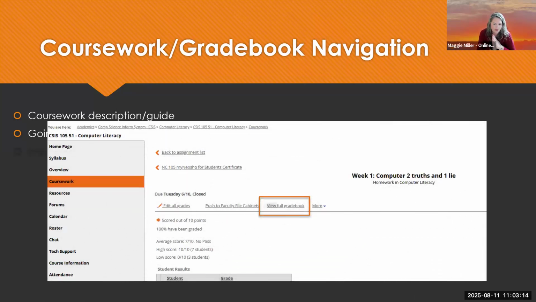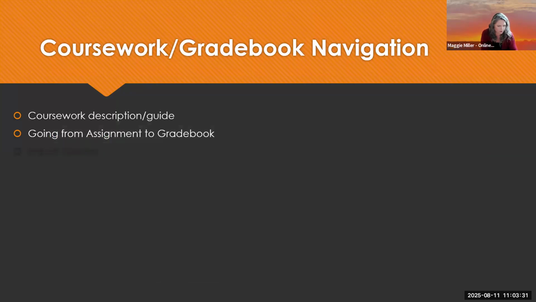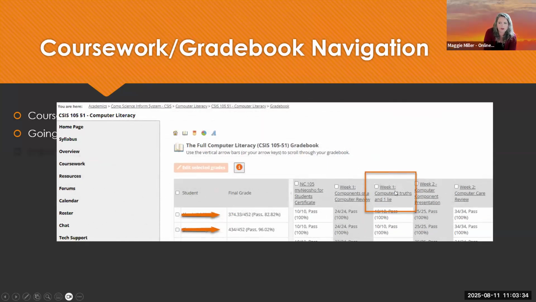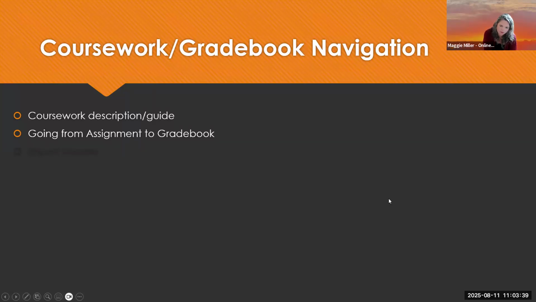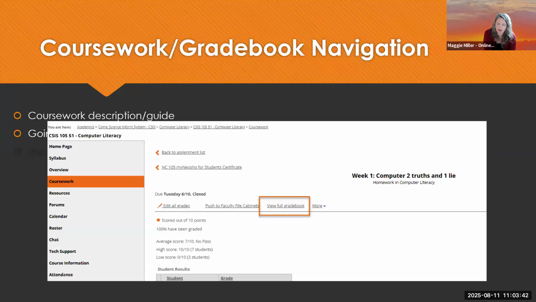A new thing also is that from each assignment, when you click on the name of the assignment within your coursework, you will go to this page. This is where you see your students and their grades, and this is where you can put in grades. But you can also click on view full gradebook to go directly to the gradebook. Then you will also see a link in that gradebook that takes you straight back to that assignment and the page where you put grades in. So you can go back and forth, from the full gradebook back to this assignment specifically. It's nice to be able to go back and forth like that.